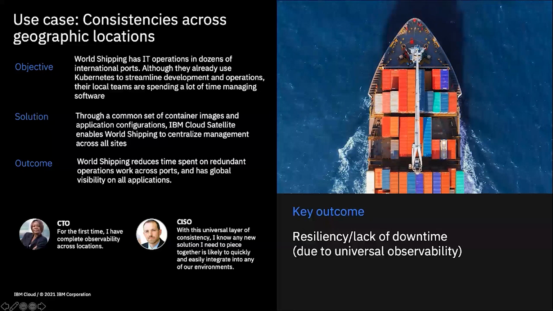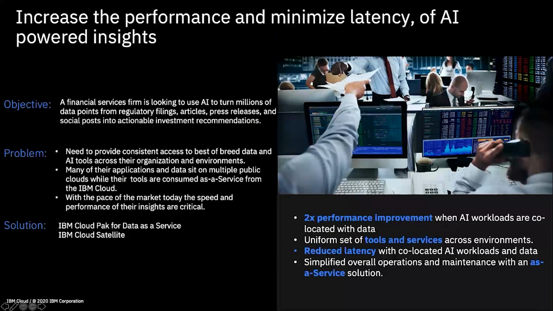So one of the key outcomes here is resiliency and lack of downtime. And so here's another example of increased performance and minimized latency in AI-powered insights. And this example is really about multiple clouds and multiple locations. A financial services firm is looking to use AI to turn millions of data points from regulatory filings, articles, press releases, and social posts into actionable investment recommendations.